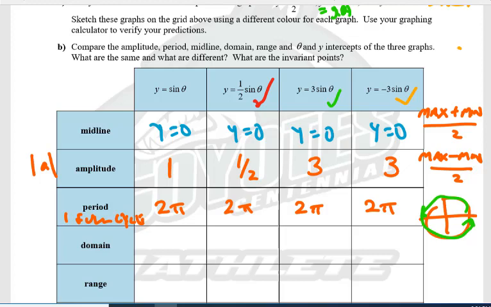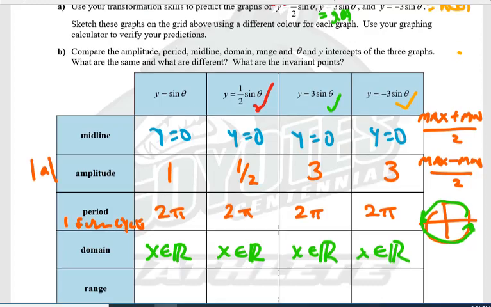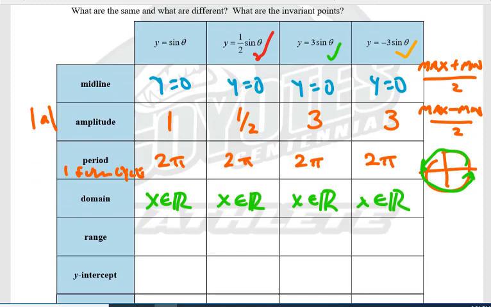Our domain is going to be all real numbers. For all of these, the fact that we've had a vertical stretch has no effect on what the domain of that function is. And if we've got the range, that's where these are going to start to end up being different. The range goes from -1 to 1.